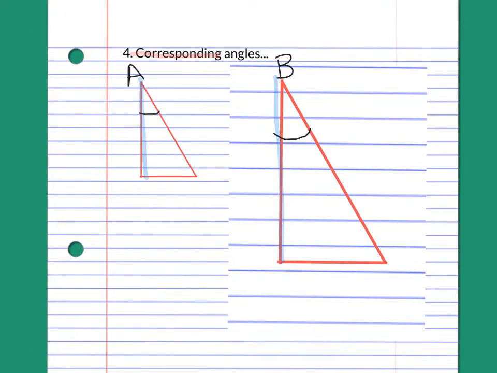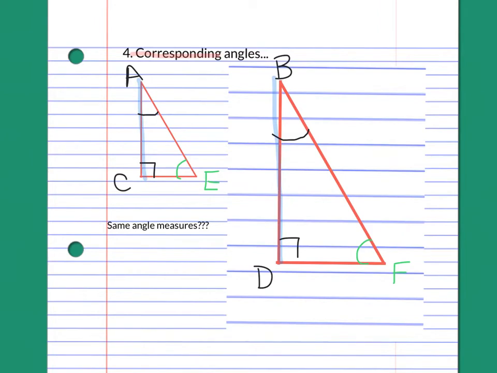They're in the same position on the original and the image. This angle, let's say it's a right angle, corresponds to this angle. Let's call it angle C and angle D. And then finally, if we have the bottom right acute angle, let's call it E. Angle E would correspond to angle F, same position, but on the original and the image. Do you think those are the same measure? Predict what you think. Do you think those angles are the same measure if we were to take an angle ruler or a protractor and measure them?